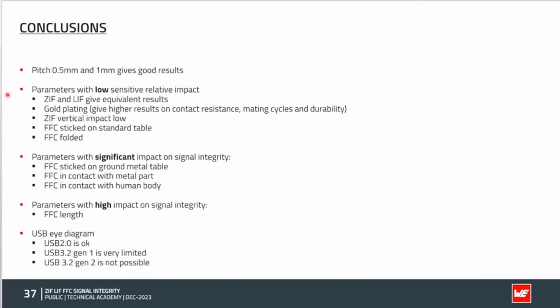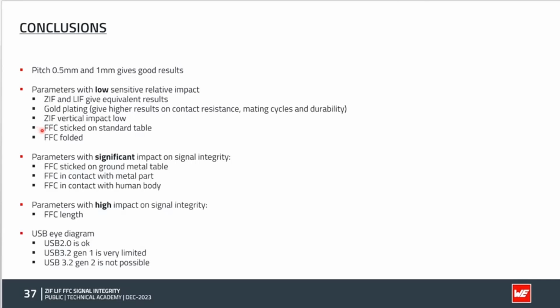At the end, we know that the pitch of 0.5 and 1 millimeter gives good results, depending on the FFC length, of course, up to 3.5 gigahertz for the bandwidth, for the smallest FFC. Parameters with low sensitive relative impact: the ZIF and the LIF are the same. Gold plating and tin give the same result in the beginning, but if you want to manipulate it and do a lot of mating cycles, then use gold. ZIF vertical has no difference with the horizontal.